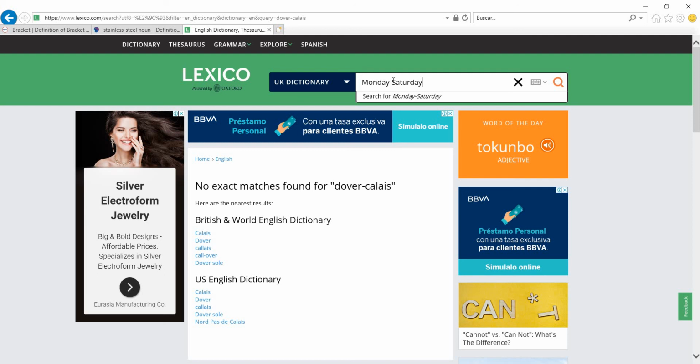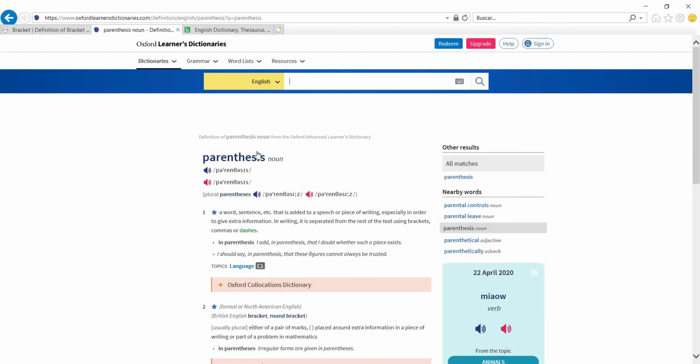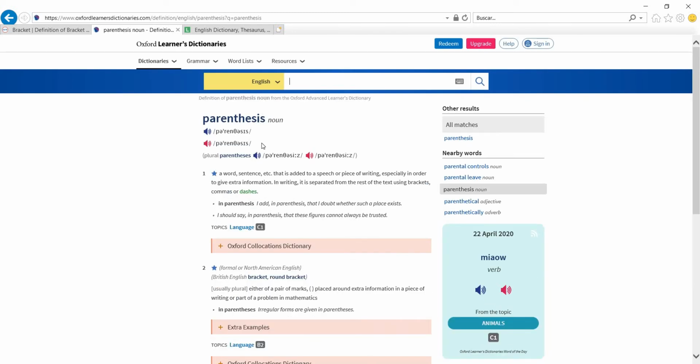Okay, what are we missing? Brackets, right? Bracket is the superordinate term for a number of parenthetical devices in English, which are the round brackets or parentheses in American English. But please pay attention to this. I think I haven't done this yet. The parenthesis is the singular word, right? Parentheses is the plural, right? Because these are words of Greek origin.